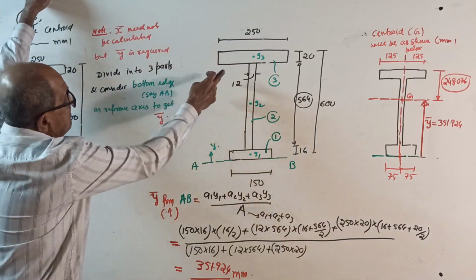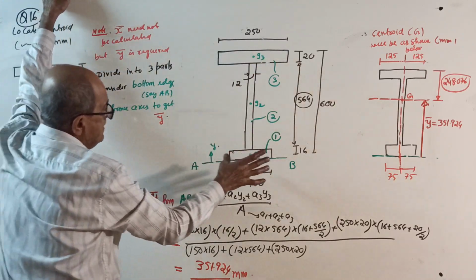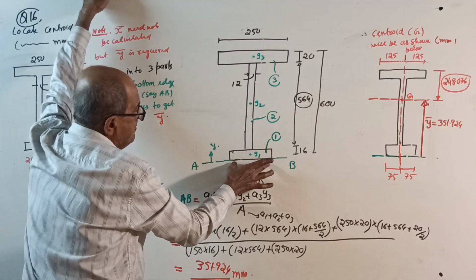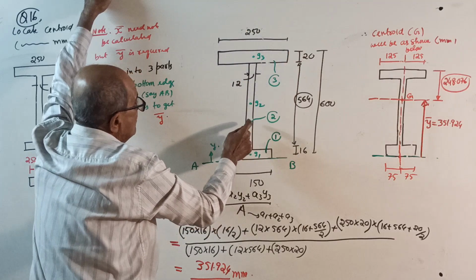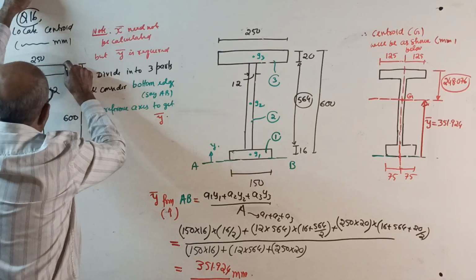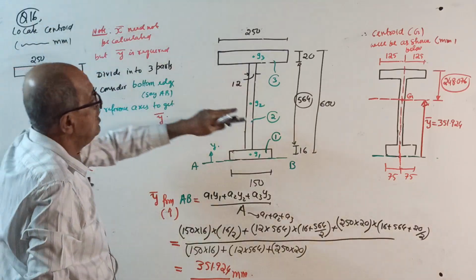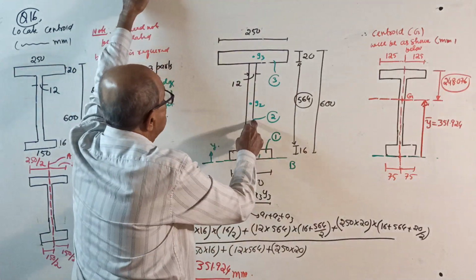So, divide into 3 parts. Any 1, 2, 3. See. Now, when you divide into 3 parts, 150 by 16, 250 by 20. For this one, from 600, subtract 20, subtract 16, you will get 564. You have to calculate it. Okay, now, part 1, part 2, part 3.